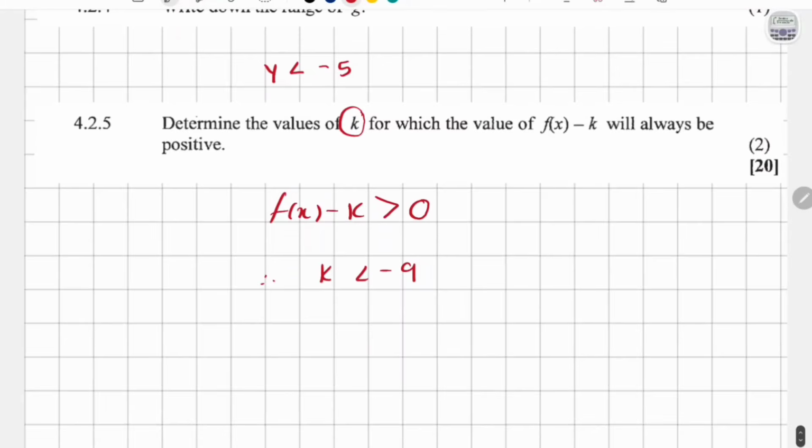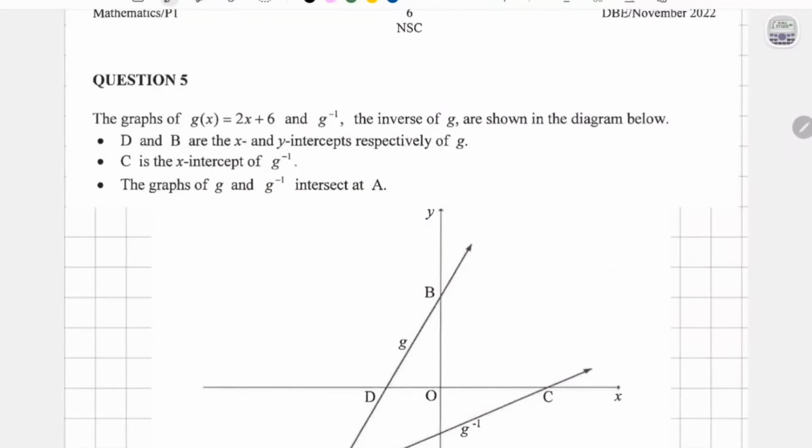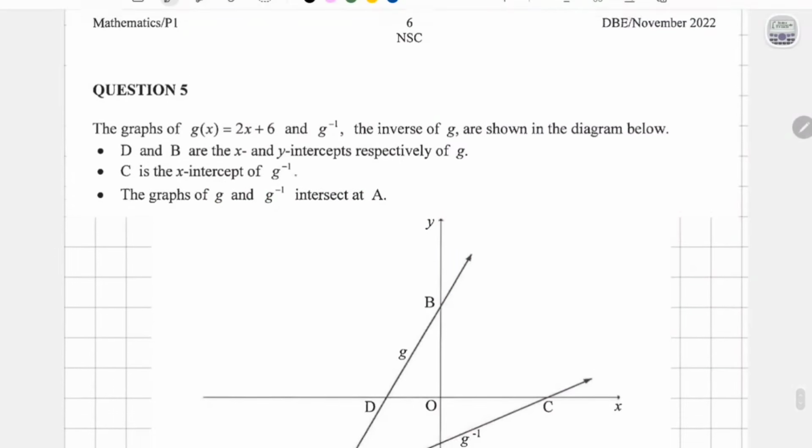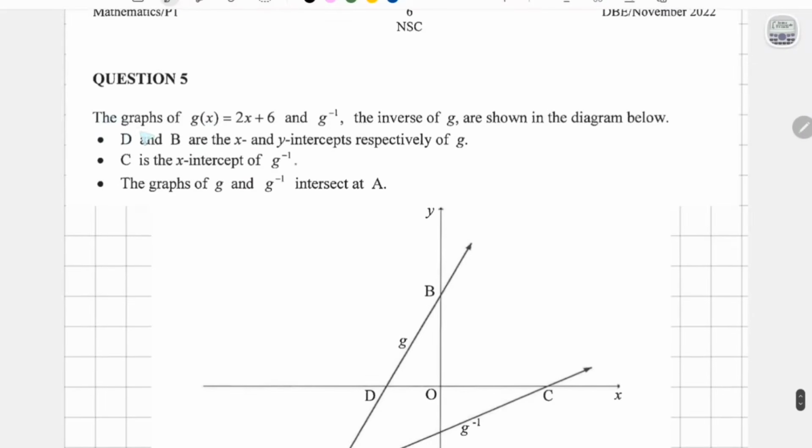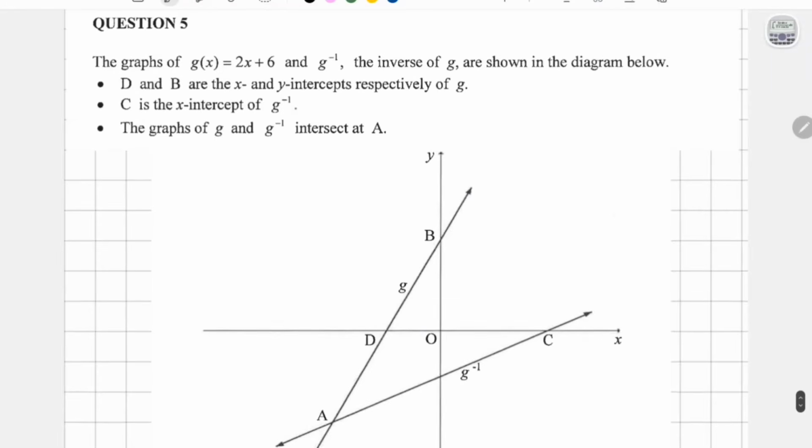And then we'll move on to question 5. Okay, so question 5, we have been given this. The graphs of g of x equal to 2x plus 6 and the inverse of g are shown in the diagram below. D and B are the x and y intercepts respectively of g. So there we have D and B. And then they tell us that C is the x-intercept of the inverse. The graphs of g and the inverse intersect at A.